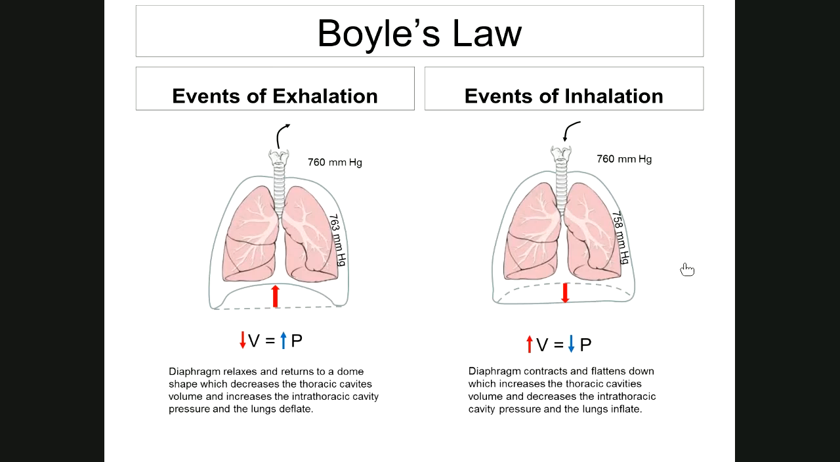Compliance: the ease with which the lungs and thoracic cavity expand and contract. It depends on the elasticity of the lungs, like the elastic fibers that you saw around the alveoli, that's one, and on surface tension, lowered by the surfactant. Diseases or problems like emphysema.